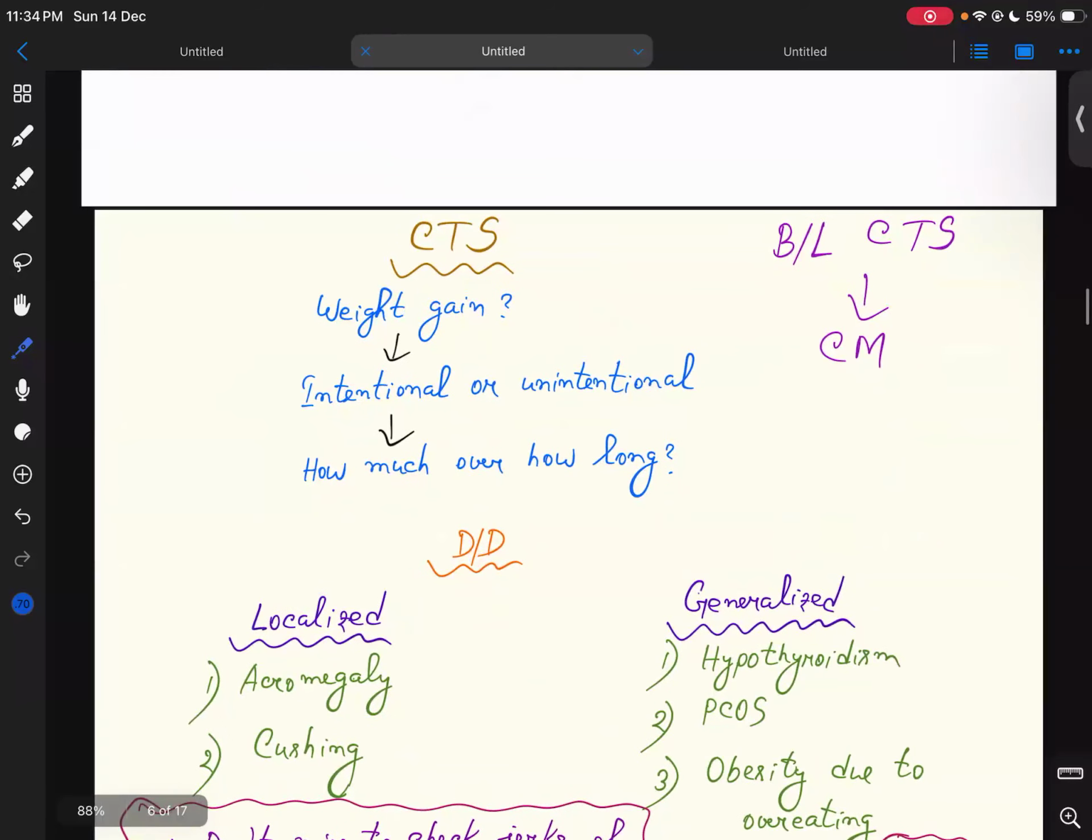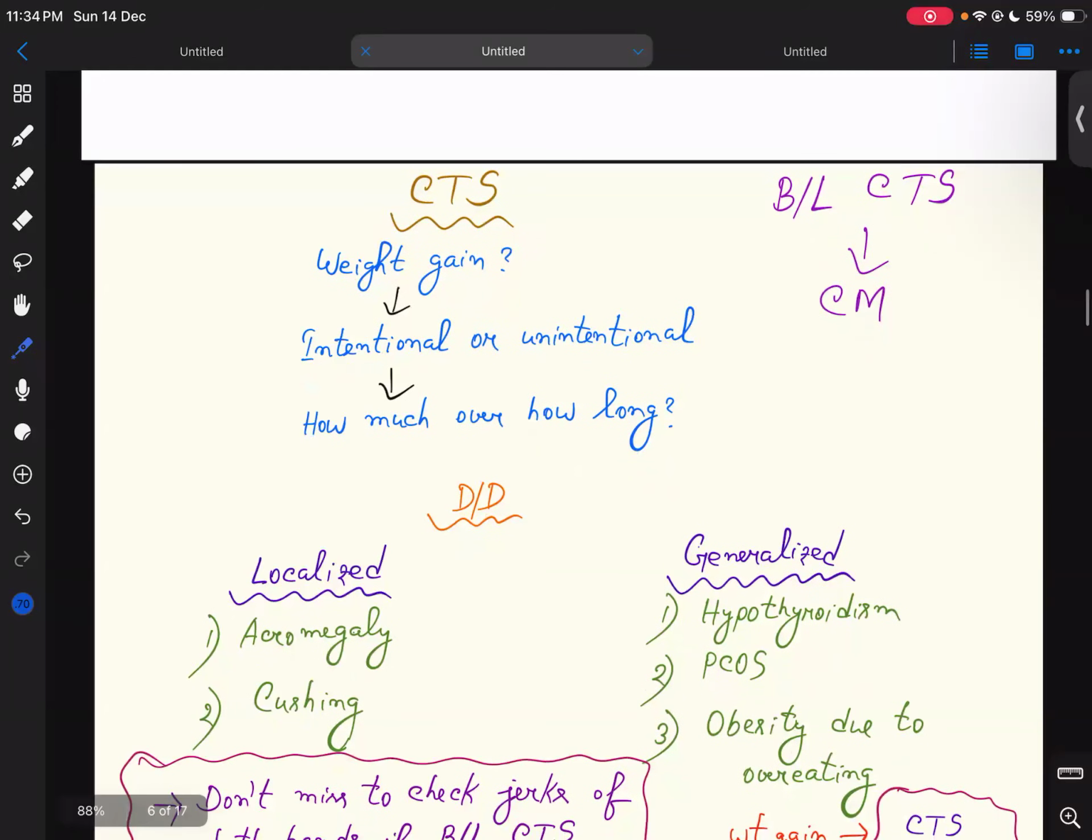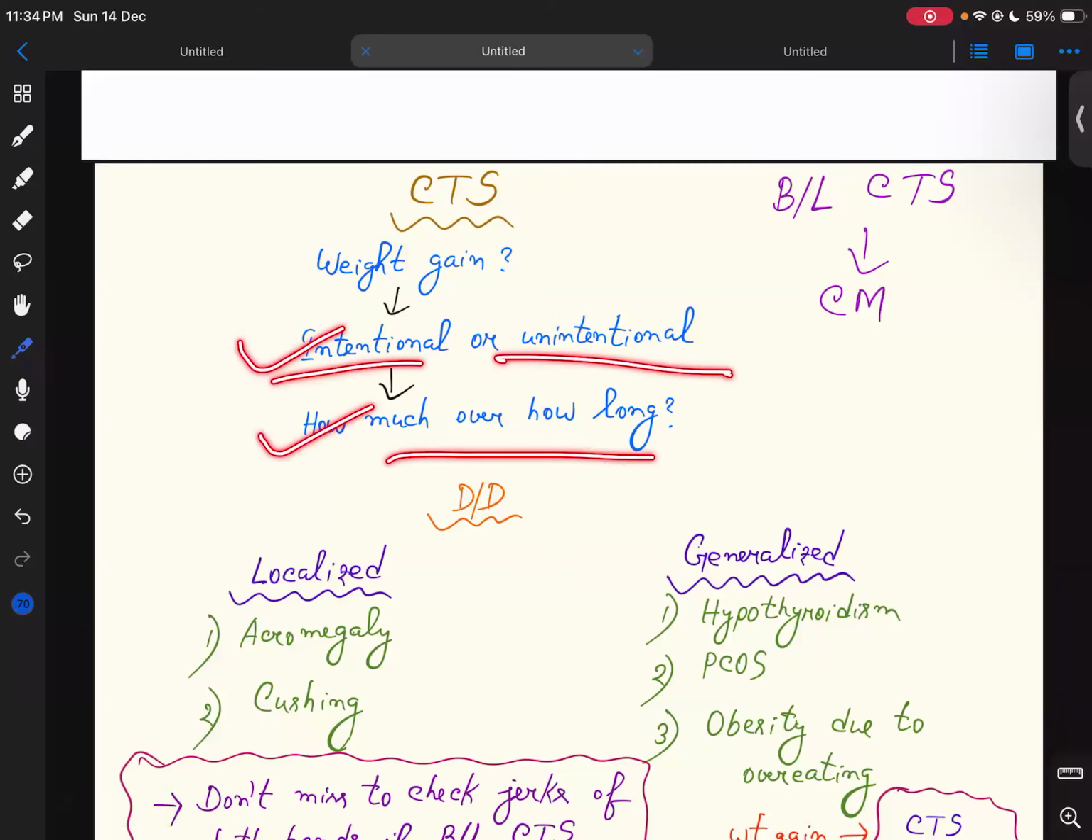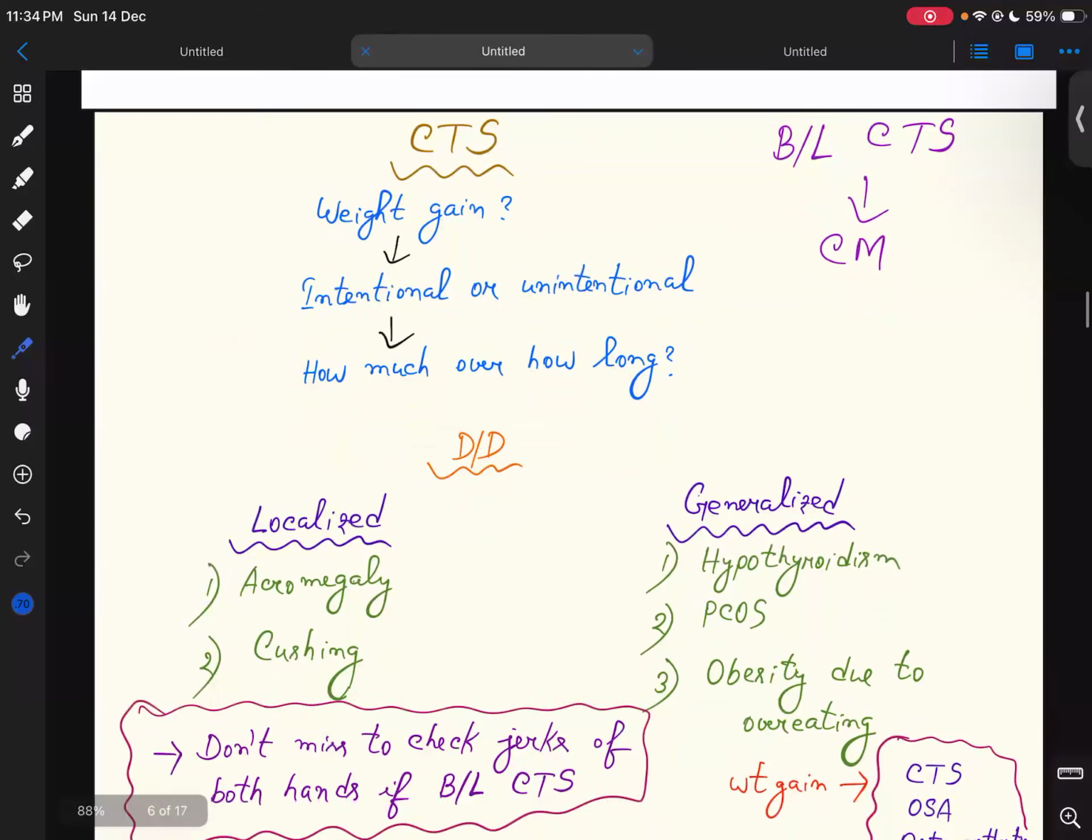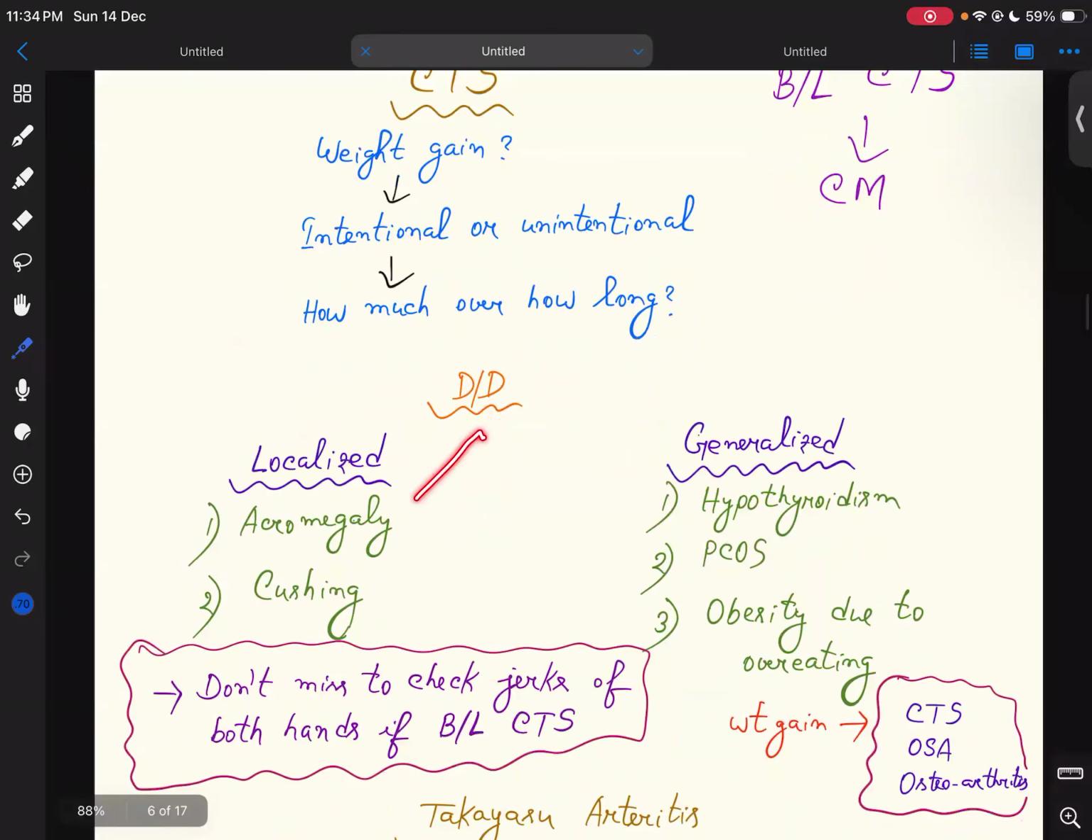Now, if the patient tells you that the hand pain is due to tingling and numbness, which is related to shaking and cold weather, then this is carpal tunnel syndrome. And for any carpal tunnel syndrome in the PACES exam, it will be due to weight gain. The next question will be whether it is unintentional or intentional. How much weight have you put on, and for how long? Then we can directly go to the differential diagnosis.